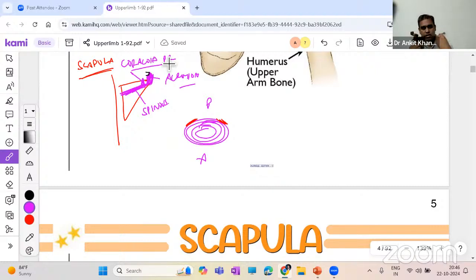But if your basics are good, you know that in the clavicle, the lateral end forms a joint with the acromion process. So you will take the clavicle's lateral end and you will articulate it with the acromion of the scapula. Okay, by this, you have the acromioclavicular joint.